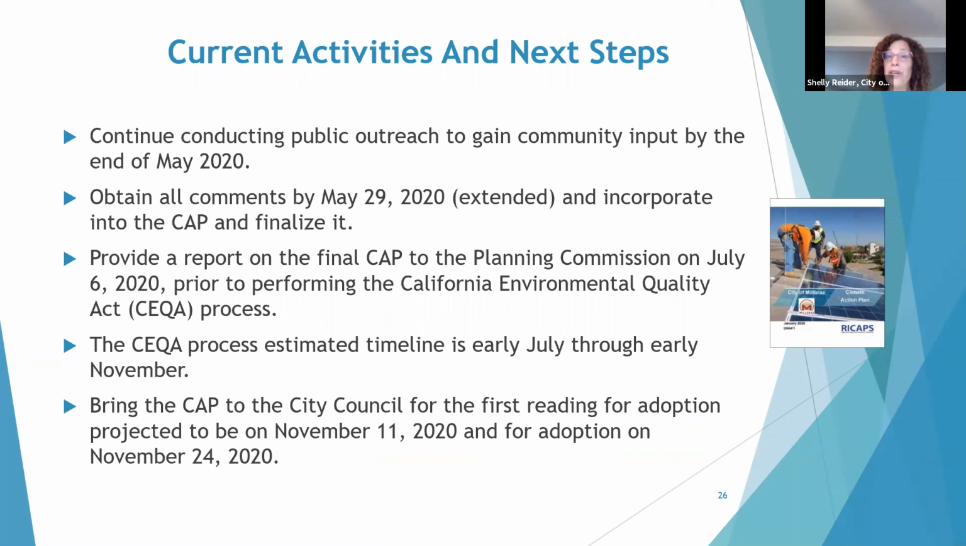Let's talk about our current activities and next steps. We'll continue conducting public outreach to gain community input by the end of this month. I had mentioned that the public comments are due by May 29th, and this was extended due to COVID-19. We will incorporate these comments into the CAP and finalize it. We'll then provide a report on the final Climate Action Plan to the Planning Commission in early July prior to performing CEQA, the California Environmental Quality Act.